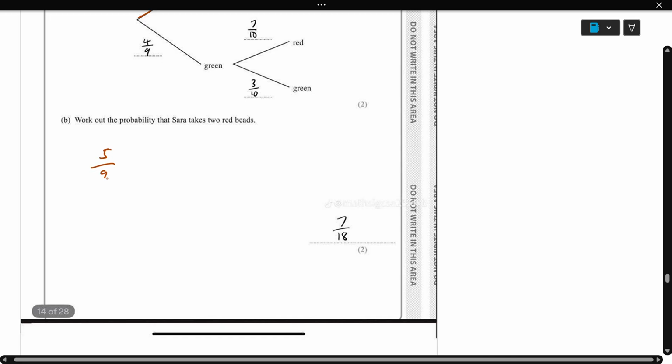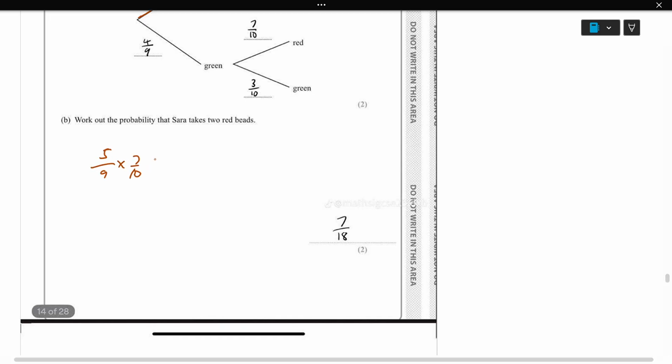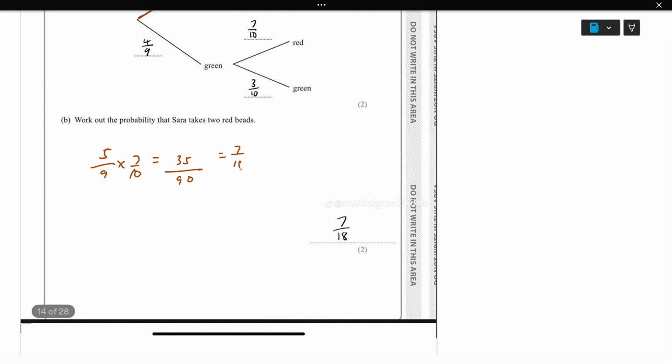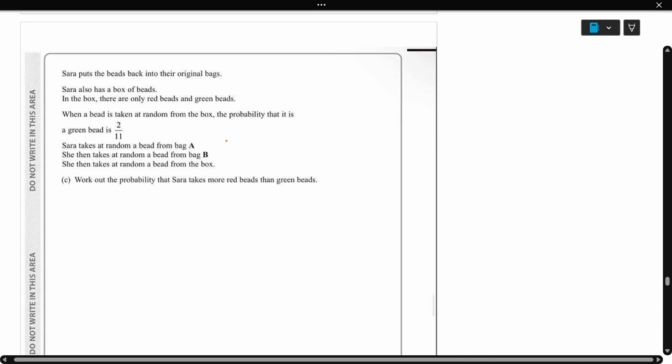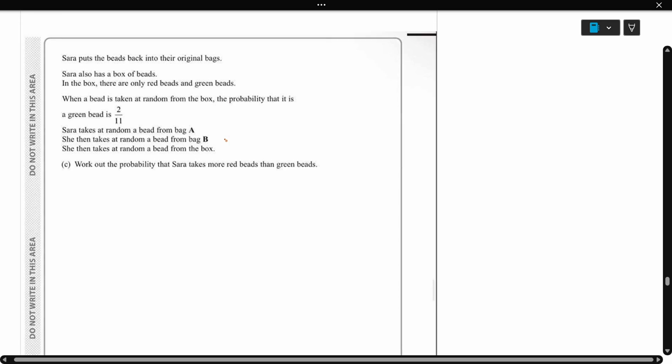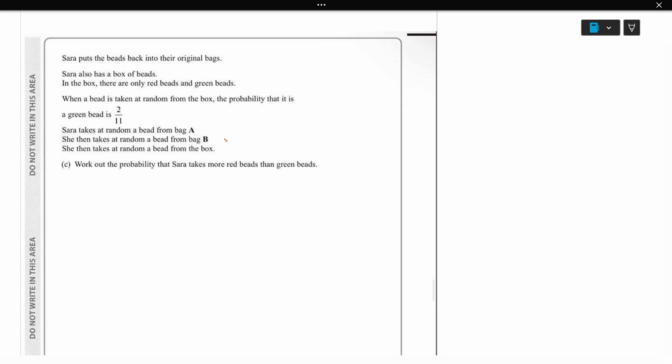5 by 9 times 7 by 10, which is 35 over 90, which is equal to 7 by 18. That's the answer here. And next, Sarah puts the bead back into their original bag.